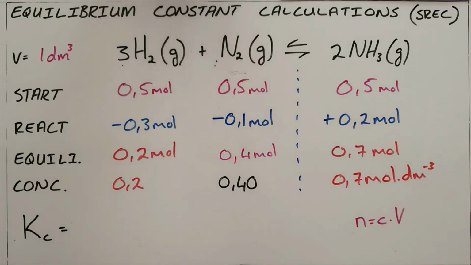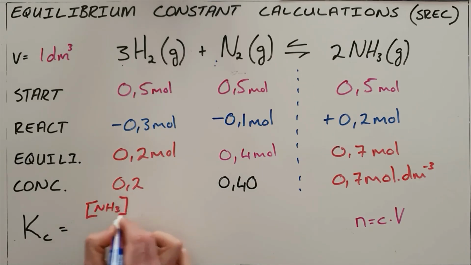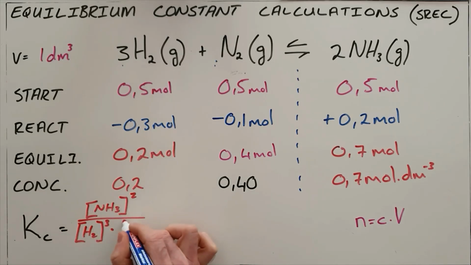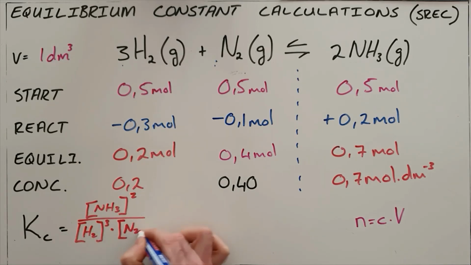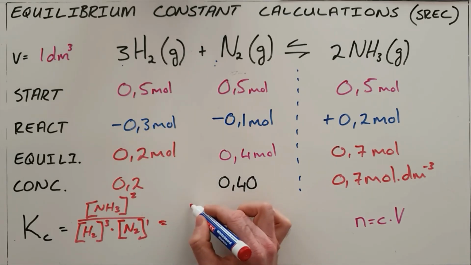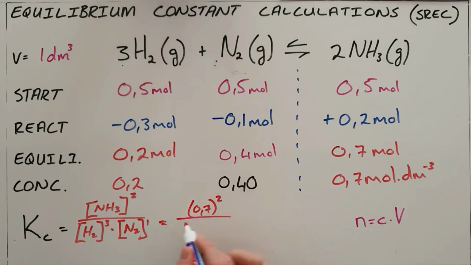So to calculate the equilibrium constant for this reaction, we know that it is the concentration of our products, in this case ammonia to the power of its exponent, over the concentration of our reactants, hydrogen to the power of its coefficient, and nitrogen also to the power of its coefficient, which means that our equilibrium constant can be calculated as follows.